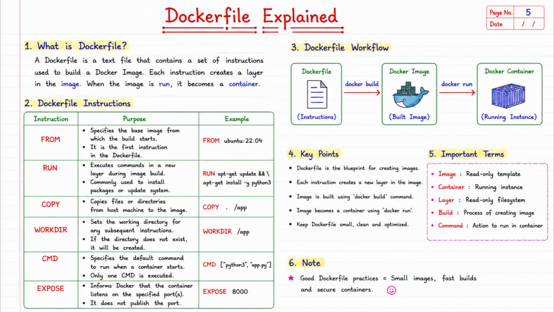Once all these instructions are written, running Docker build creates the image, and Docker run starts a container from that image. A good Dockerfile should always be clean, optimized, and as small as possible because smaller images build faster, consume less storage, and are easier to deploy.